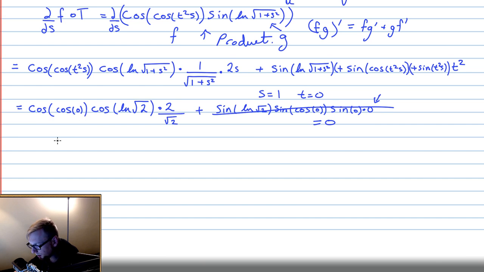Okay. Cosine of 0. Cosine of 0 is 1. What is cosine of 1? It's just cosine of 1. Times cosine of natural log of 2, square root 2. And, well, we can multiply top and bottom, rationalize the radical. Root 2 over 2 becomes 2 root 2 over 2, which becomes root 2. So root 2, cosine of 1, cosine natural log of root 2. Is that the answer?